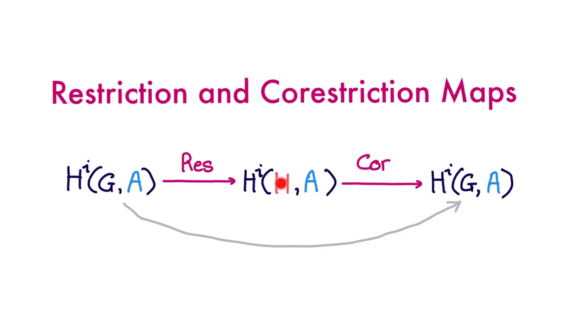Thus, for every subgroup H of a group G, we have defined a restriction map relating the cohomology group of G with the cohomology group of H. In the next video, we're going to define a map in the other direction. These are going to be called co-restriction maps.